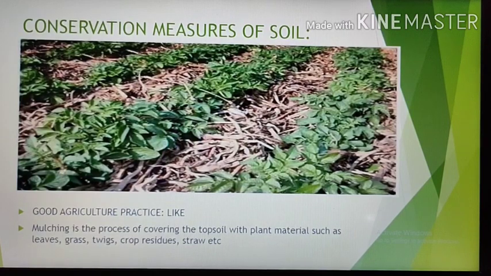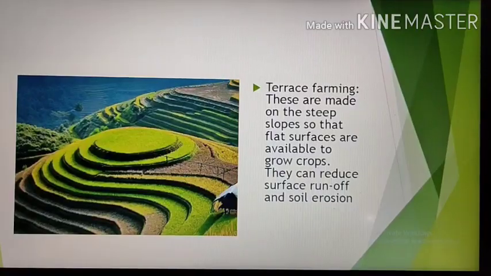In mulching, the bare ground between plants is covered with a layer of organic matter like straw. It helps to retain soil moisture. The second method is terrace farming. Now, in this, broad flat steps or terraces are made on the steep slopes so that flat surfaces are available to grow crops. They reduce surface runoff and soil erosion.